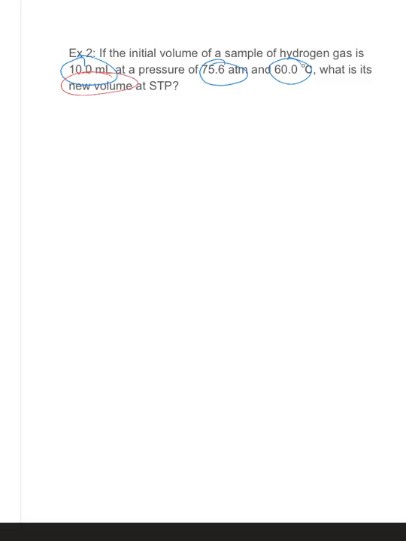Well, if you look at this problem, it's very different because it seems as if there's only one set of conditions. And I'll go ahead and label those. V1, 10.0 milliliters. And it's okay that it's milliliters. It does not need to be liters in this particular formula. I have a P1, which is 75.6 atmospheres. And then a T1, which is 60.0 degrees Celsius. Well, I have those initial conditions, but the issue here is I don't have a second set of conditions, or at least it doesn't seem like that.